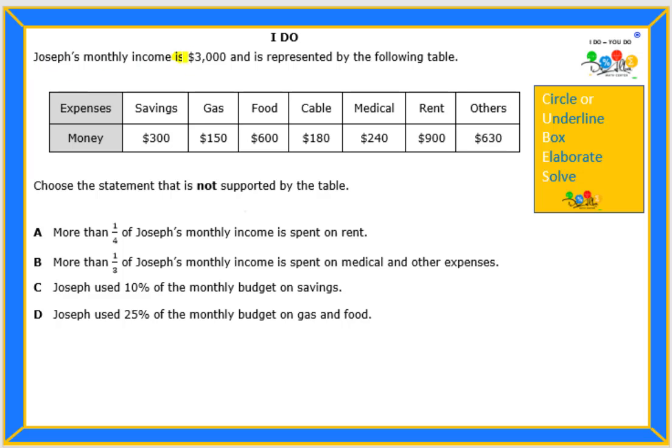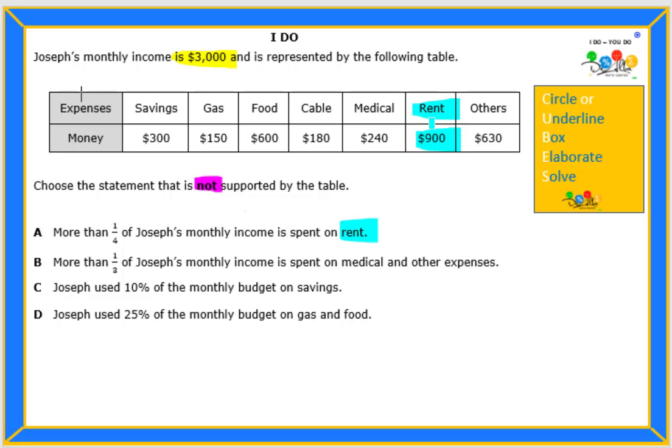Joseph's monthly income is $3,000 and is represented by the following table. Choose the statement that is not supported by the table. So we're looking for something that is not true. So here on letter A, it says more than 1/4 of Joseph's monthly income is spent on rent. So let's take a look at rent.